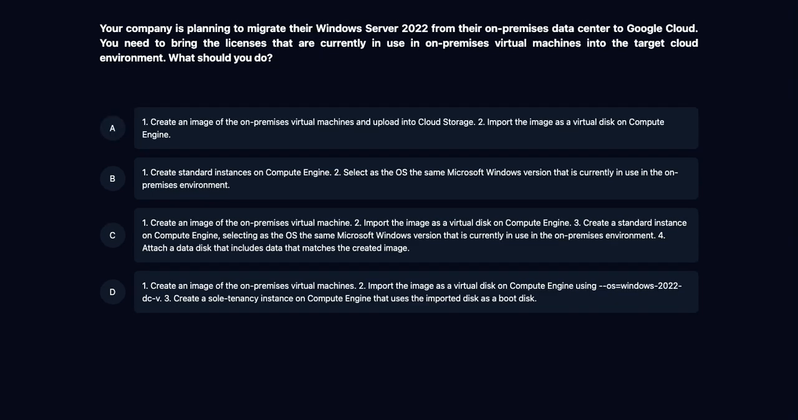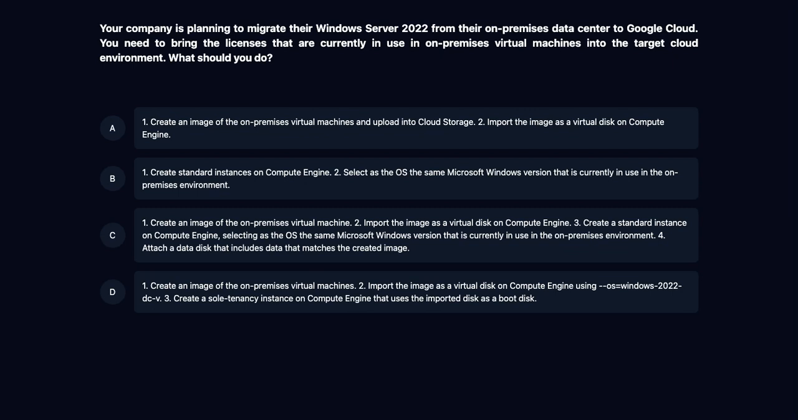Your company is planning to migrate their Windows Server 2022 from their on-premises data center to Google Cloud. You need to bring the licenses that are currently in use in on-premises virtual machines into the target cloud environment. What should you do? Option A. 1. Create an image of the on-premises virtual machines and upload into Cloud Storage. 2. Import the image as a virtual disk on Compute Engine.